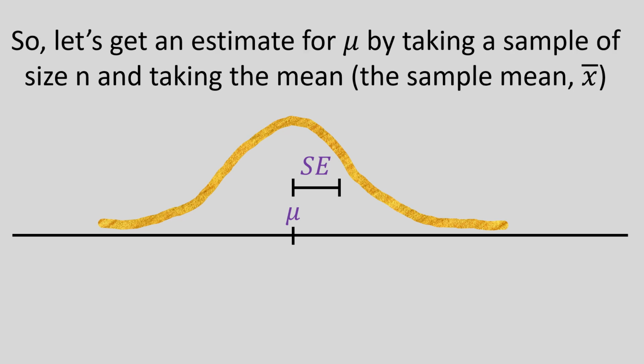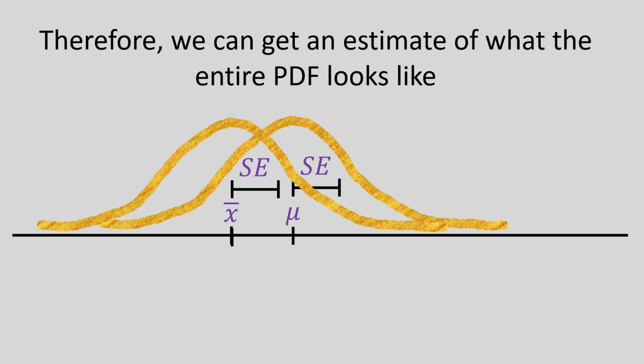So let's get an estimate for mu by taking a sample of size n and taking the mean of the sample. In other words, we want the sample mean x bar. Therefore, we can get an estimate of what the entire probability distribution function looks like centered around the mean x bar of the sample, compared to mu, the true mean.